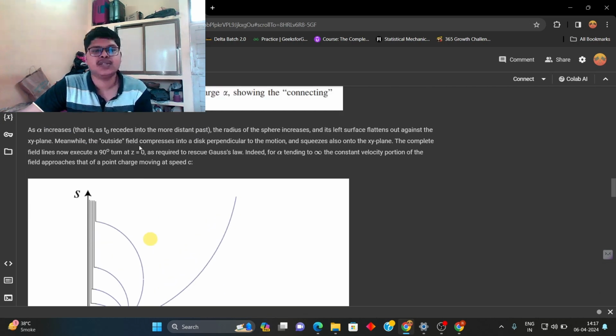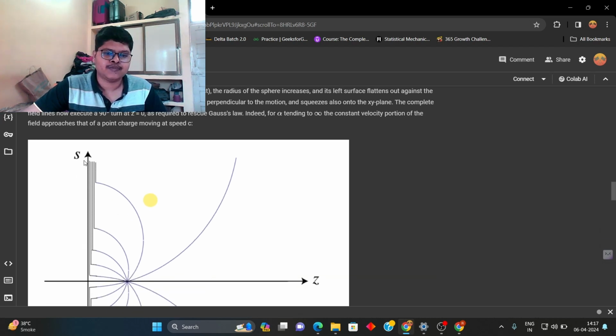As alpha increases, that is, as t naught recedes into the more distant past, the radius of the sphere, alpha times b, increases, and its left surface flattens out against the xy plane. The xy plane is perpendicular to z, so the xy plane is like this. Meanwhile, the outside field compresses into a disk perpendicular to the motion. Motion is happening in this direction, so perpendicular to motion means this, and it squeezes onto the xy plane.